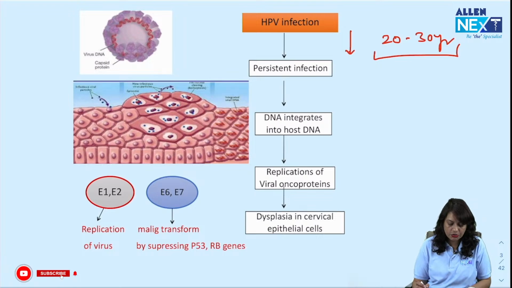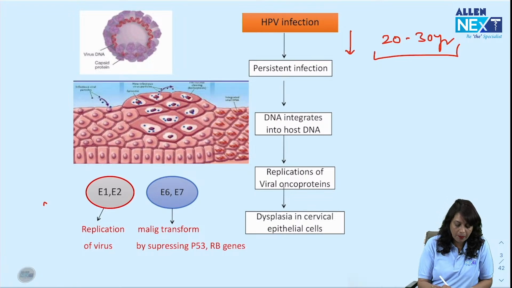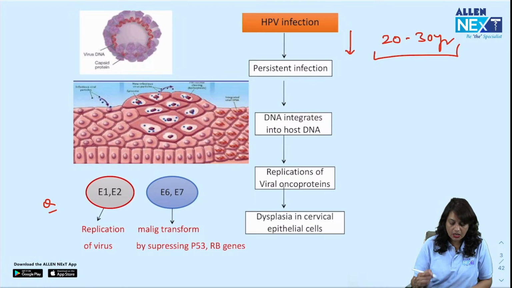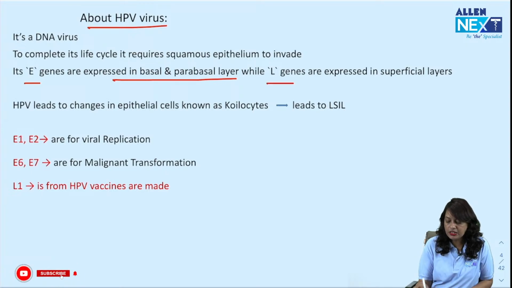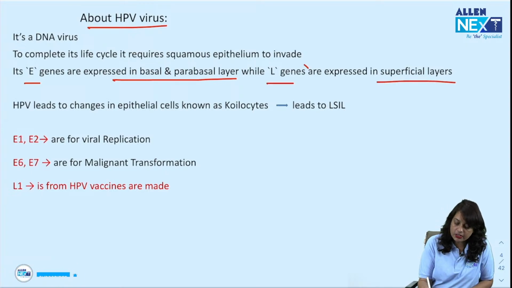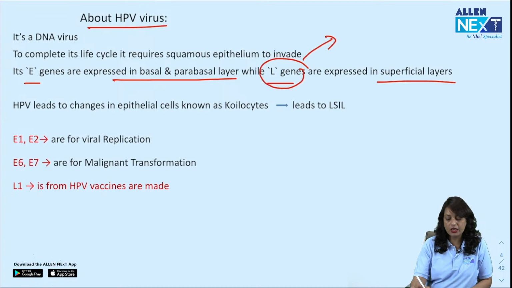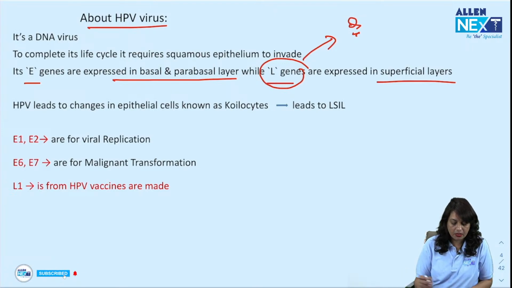So, E1 and E2 viral proteins are responsible for replication of the virus. This is again an important question. E6 and E7 are responsible for malignant transformation, that is, causing the dysplastic changes. Now, the E genes are expressed in the basal and parabasal layers, while the L genes are expressed in the superficial layers. This is the reason why the L1 capsid protein is used while the HPV vaccine is being prepared.